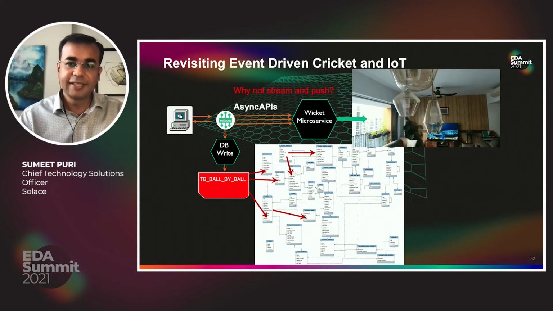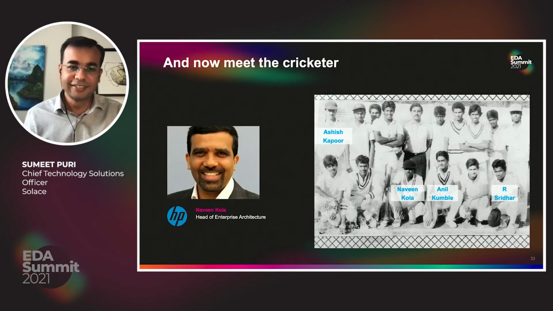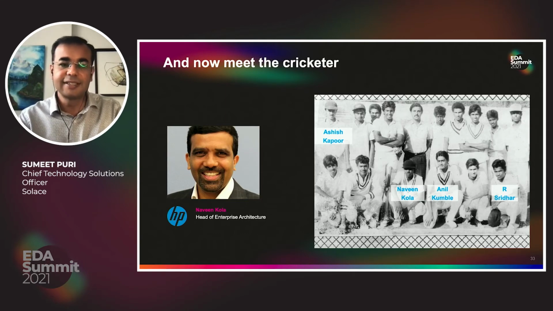So with this, I'll hand over to the cricketer, the theme for the talk today. Naveen is a dear friend of mine, the head of enterprise architecture at HP, and he played domestic cricket in his early days in India. For those of you who recognize cricket, there is a picture of Naveen next to Anil Kumble, who's considered one of the most prolific bowlers in cricketing history. So thanks a lot for your time, and over to you, Naveen.